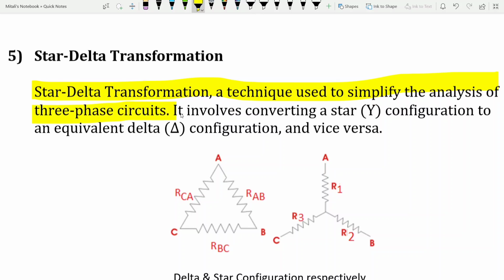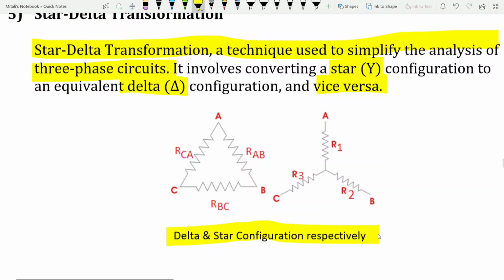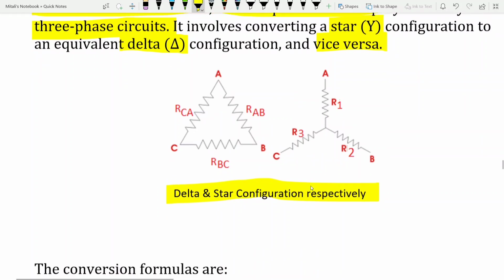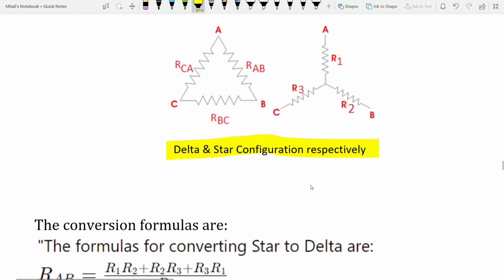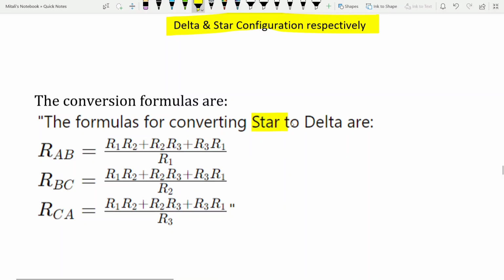It involves converting a star configuration into an equivalent delta configuration and vice versa. We can see the delta and star configuration respectively in the diagram. The formulas for converting star to delta are RAB is equal to (R1 R2 plus R2 R3 plus R3 R1) upon R1. RBC is equal to (R1 R2 plus R2 R3 plus R3 R1) upon R2. RCA is equal to (R1 R2 plus R2 R3 plus R3 R1) upon R3.